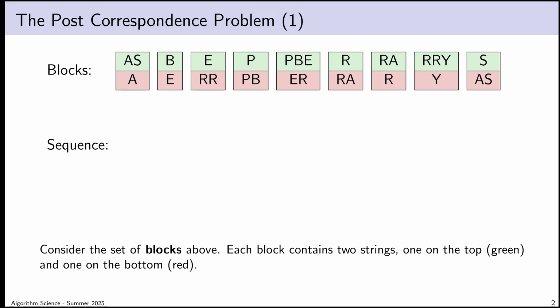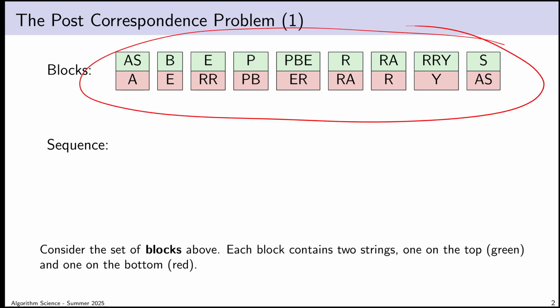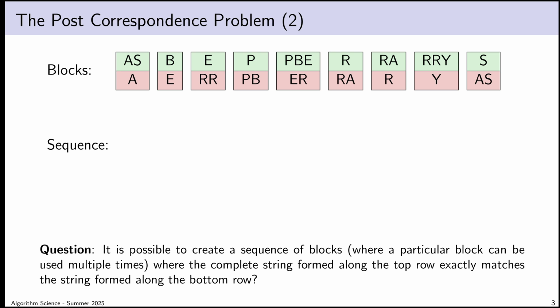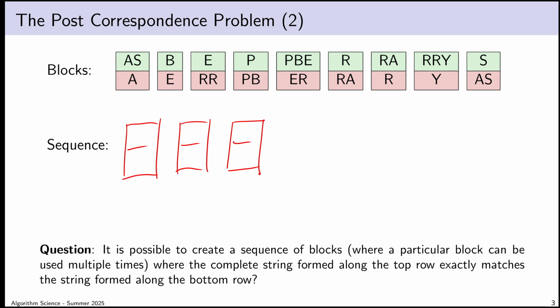So I'm going to provide you with a collection of blocks. There they are. Notice that each block contains a string on the top and a string on the bottom. And your task, the goal of this algorithm problem, is to decide whether it is possible to create some sequence of blocks, and you're allowed to use a particular block as many times as you want, such that if I read off the complete string that I create by combining together the top row of every block, I get the same string as I would if I read off the bottom row of every block. So I'll give an example.